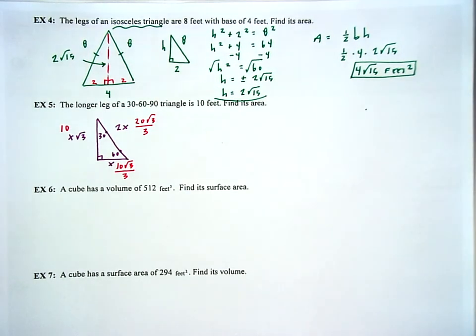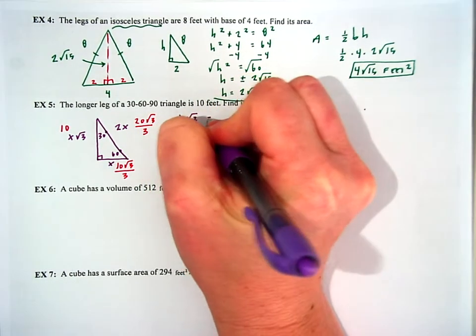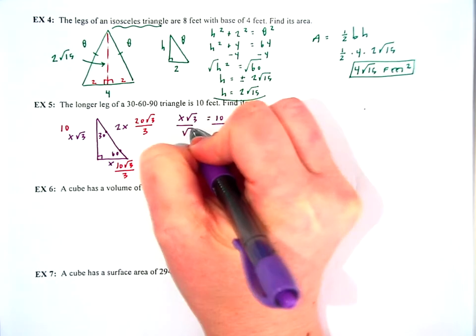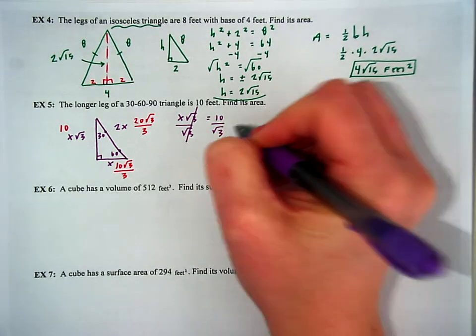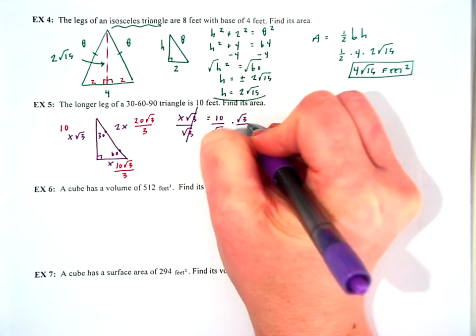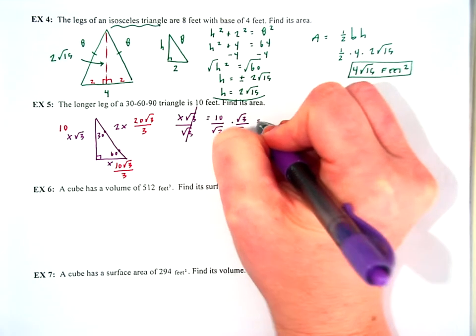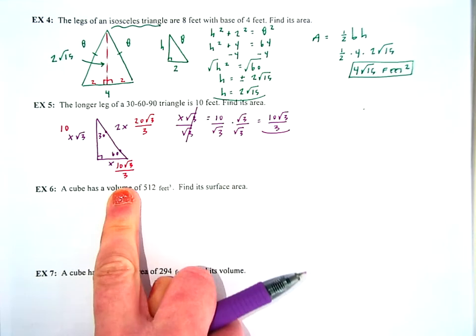Just to remind you of how we can get there without knowing that shortcut, I could have also just said x root 3 is equal to 10. And then I can divide each side by the square root of 3. And then when I rationalize the denominator, so get that square root of 3 out of the bottom, I can always multiply by 1 and preserve the ratio. Anything over itself is 1. So here I'm confirming that 10 root 3 over 3 figure that I had right here.